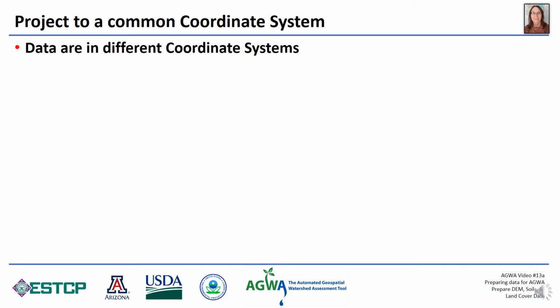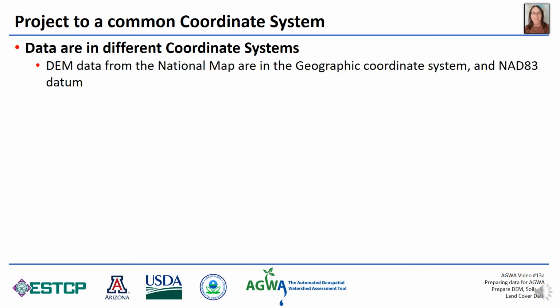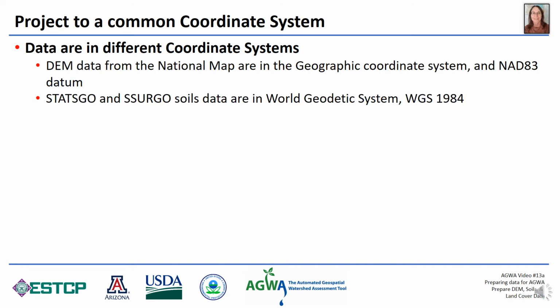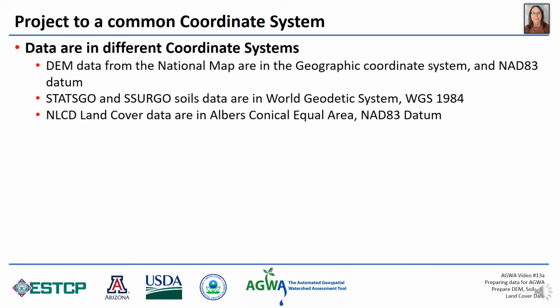Your data will likely be in different coordinate systems. For example, the DEM data from the National Map are in the geographic coordinate system with the NAD 83 datum. STATSGO and SSURGO data are usually in the World Geodetic System with the WGS 84 datum, while the NLCD land cover data are in Albers conical equal area projection and the NAD 83 datum.